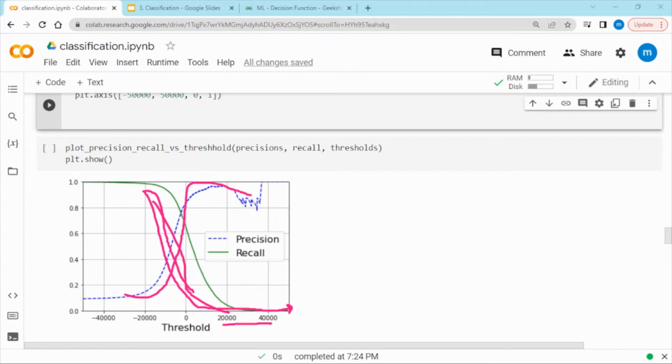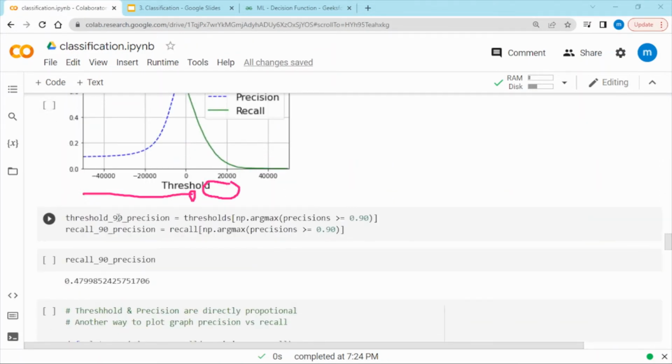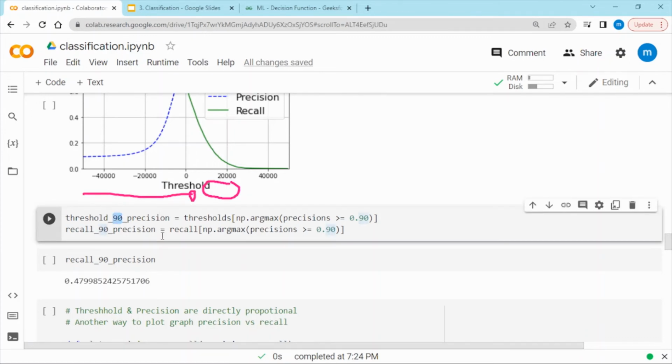Now, how do we decide the threshold here? If you look at this, my precision is getting bumpier here, right? Whenever your precision gets bumpier, you can take that point. So my precision becomes 0.90. That value can be considered as the threshold for your model. Accordingly you can calculate the precision. That's why we have decided the threshold as 90.